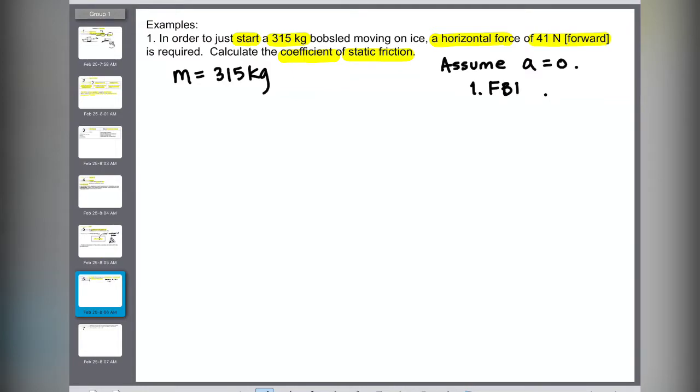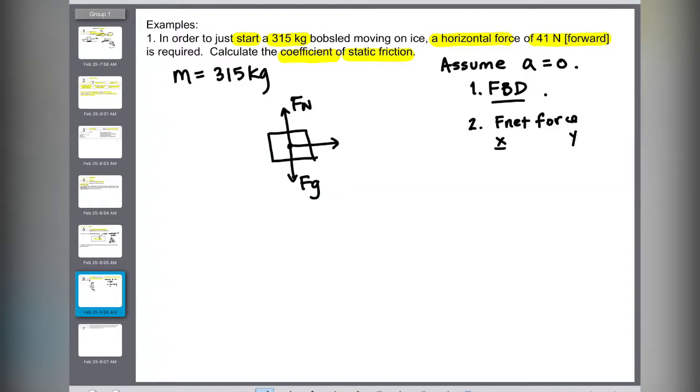Okay, so you would start off these questions the same way as we always do, with the free body diagram. And then number 1, you're going to find the net force. Remember the net force, we have X and Y. So we're going to start off with the free body diagram first. I have a bobsled moving on ice. I will have force of gravity going downward. I would have force of normal. There is an applied force going forward.